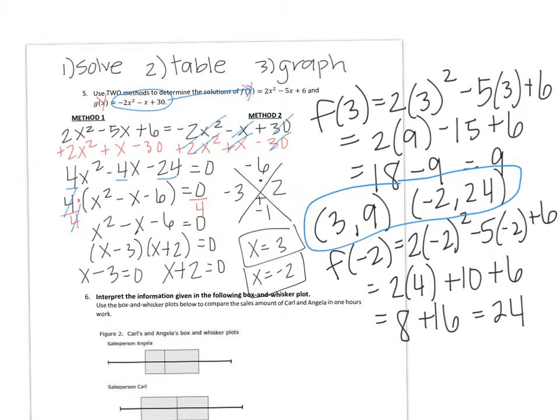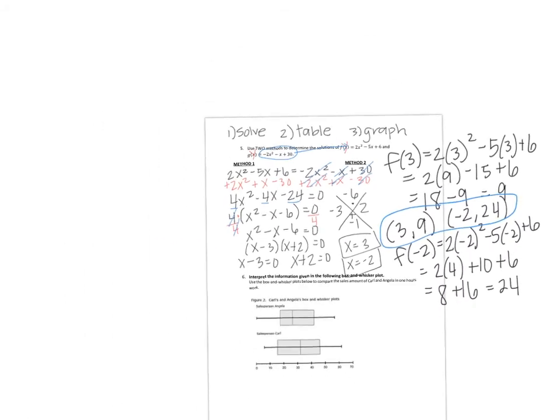Now that I know what my solutions are, it's easier to do a table or a graph because you know where the intersections are. So what I'm going to do now is show you the table.